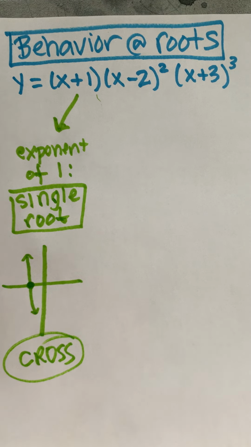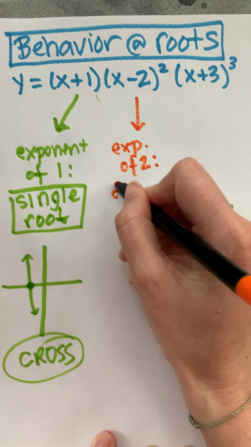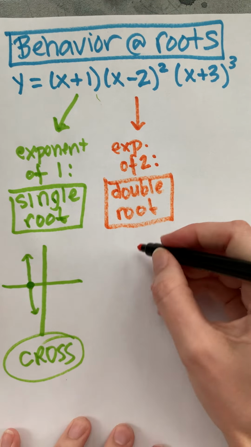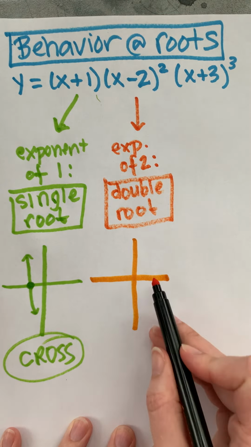Now, if something has a square in the exponent, so an exponent of 2, we call that a double root. And what that means for the graph is at that x-intercept, which in this case would be at +2, a double root is going to bounce.